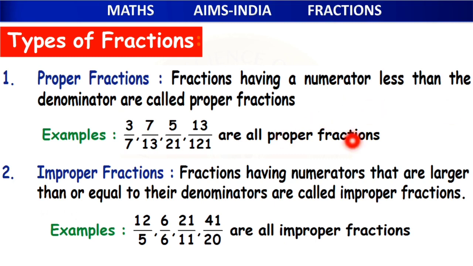Types of fractions. Now we have learnt what a fraction is, the basic definition. Now let us look at some types of fractions. The first type we are going to learn is proper fractions. What is this? Proper fractions. Fractions having a numerator less than the denominator are called proper fractions. What is the condition for a proper fraction? In a proper fraction, the numerator must be less than the denominator.